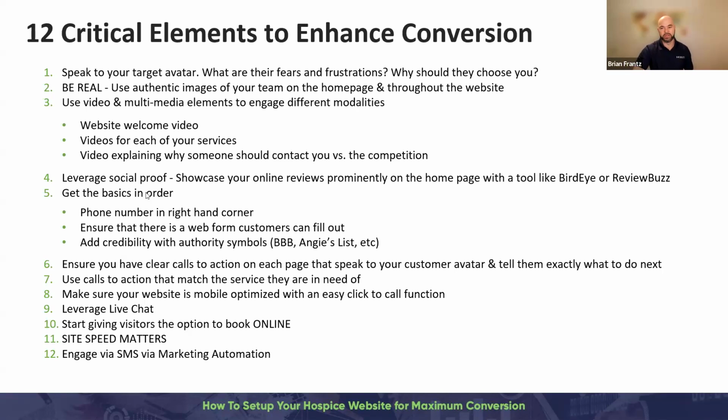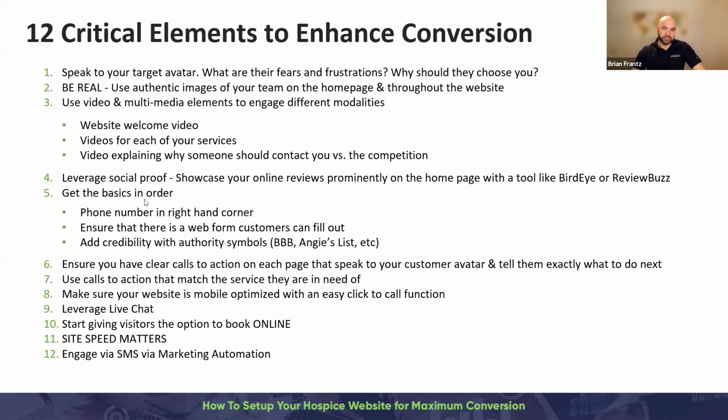Number 4 here is leverage social proof. So showcase your online reviews prominently on the homepage. There's tools out there like Bird Eye or Review Buzz. We set our clients up on something that will connect directly to Google. It'll stream in, so it can be dynamic. When a new review comes in, the website gets updated with that new review immediately. And these reviews are now on every page of the website, no matter where someone lands. We never know what page they're going to land on, so showcasing your online reviews prominently on every single page is a best practice there.